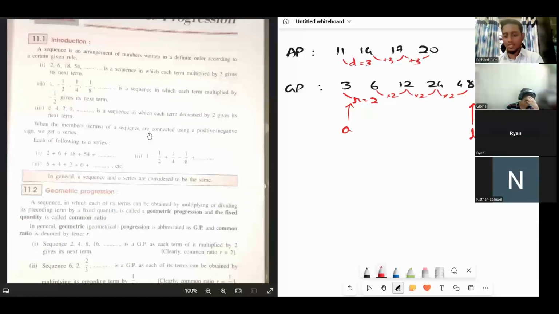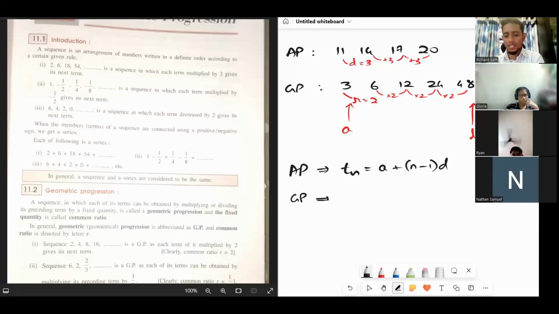Now, again, let's compare. In AP, how do we find Tn, the nth term? What was the formula to find Tn? A plus N minus 1 into D. This was the formula, right? In GP, to find Tn, you will replace all the additions with multiplications. Let's see, and then we'll compare. The formula here is A, instead of plus, into, and this N minus 1 into D, we'll write it as, in place of D, we'll write what?